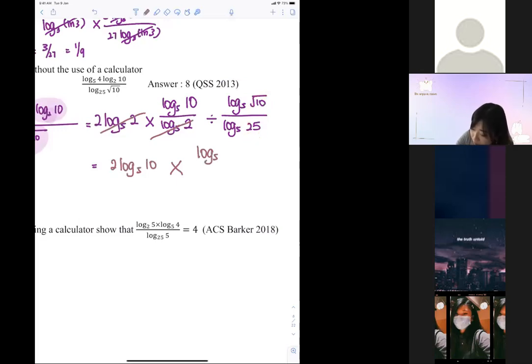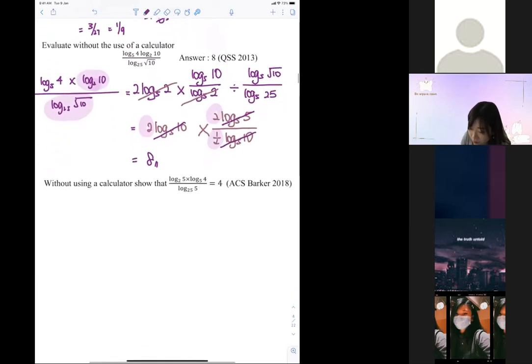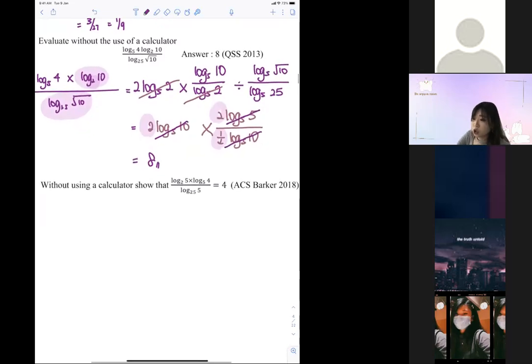25 is 5 square. So 5 square, power bring down. Square root is power half. So half bring down. Okay, then slowly cancel whatever you want to cancel. Log 5, 5 is 1, the 1 ready. Top and bottom can cancel. Okay, this one you have 2 divided by half is 4. 4 times 2 is 8. So this times this over this, you get 8 as the answer. So just change base, you know what you can do.